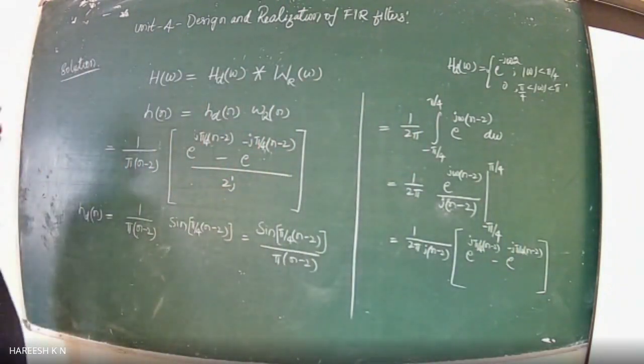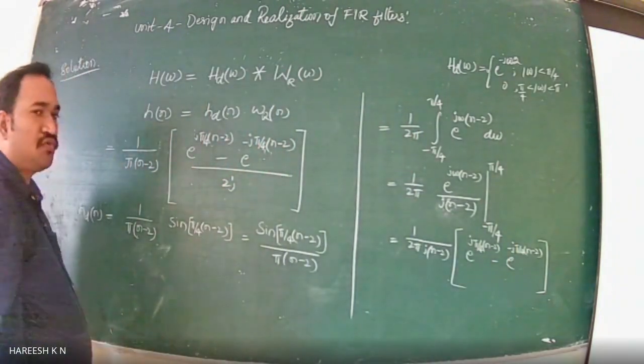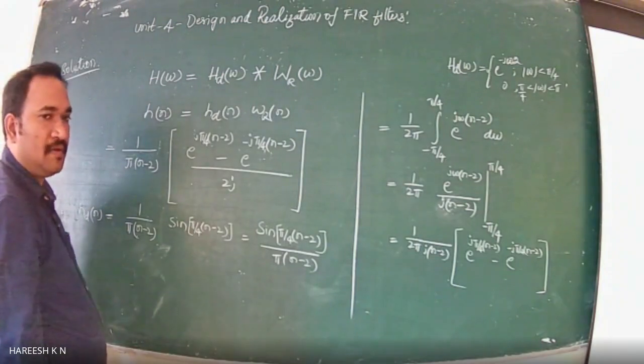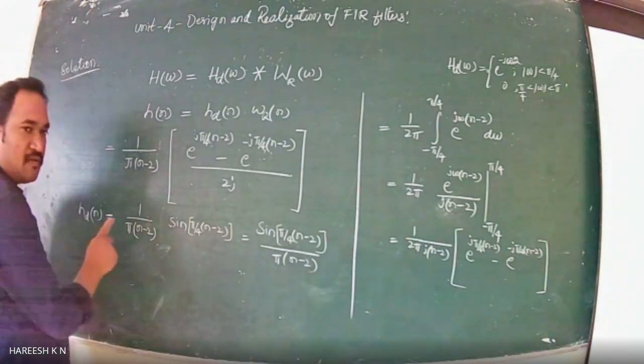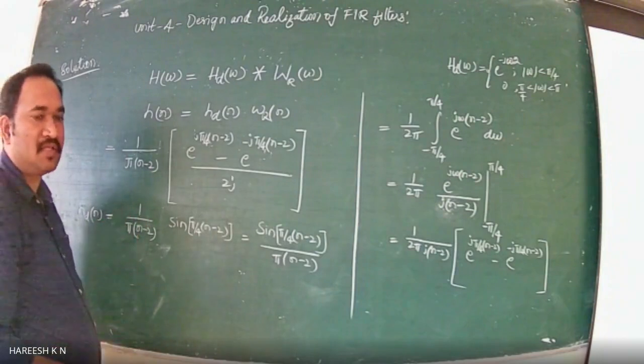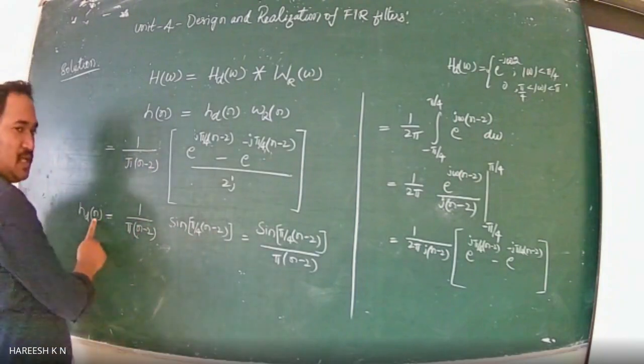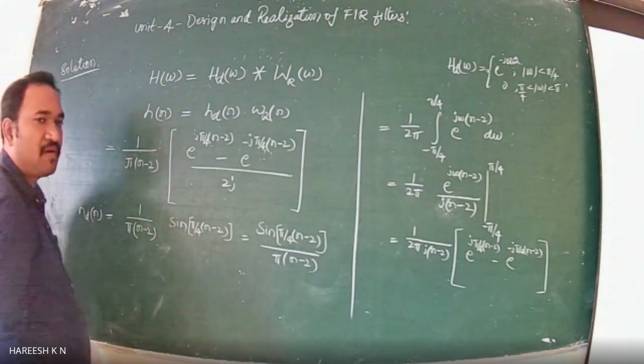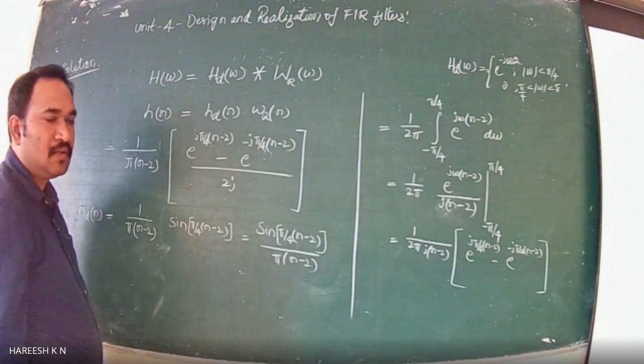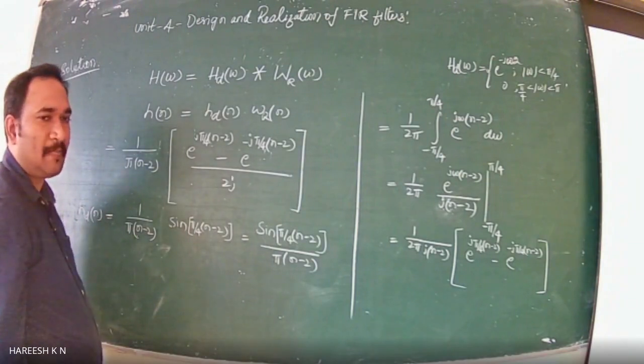Now, I am supposed to find hd of n for how many samples, for how many values of n. This n is varying from where to where. How to find it?